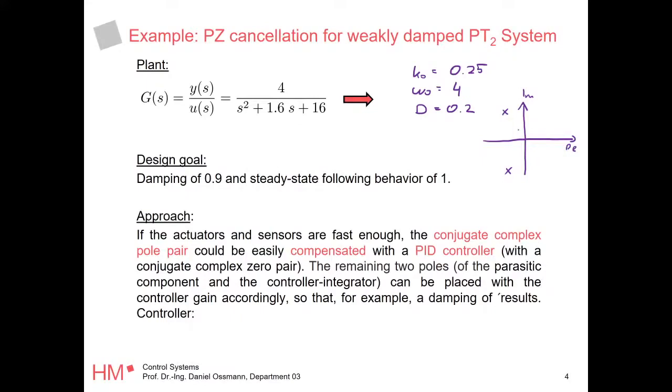It's in the left half plane, right? Because why do we know it's in the left half plane? Well, because our damping is positive. If the damping would be negative, it would be over here, right? But we don't have that.